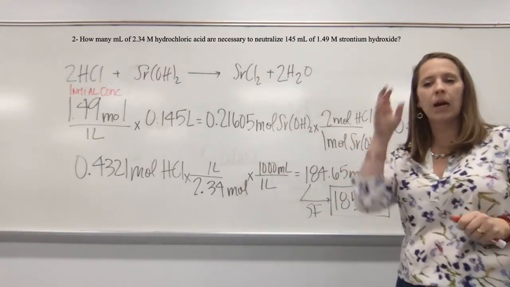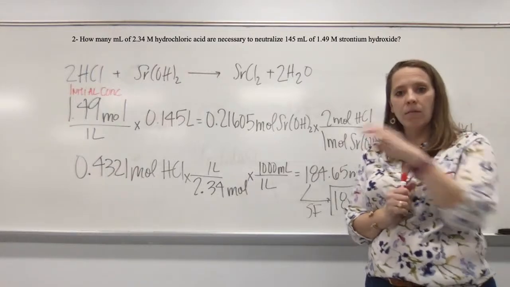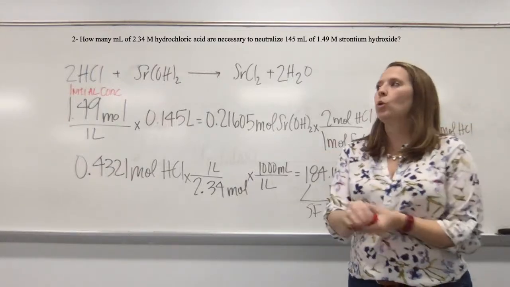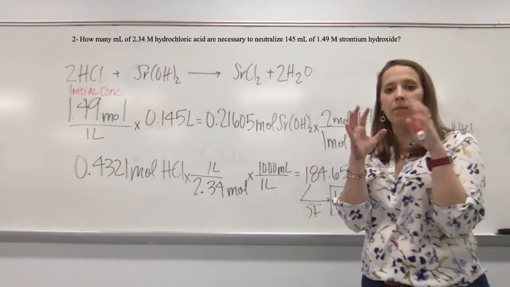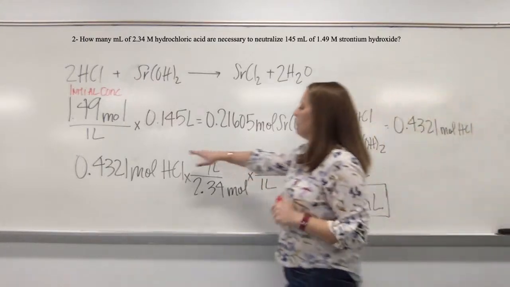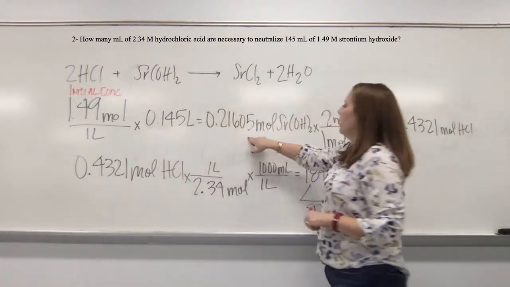So from here to here, it should look a little bit like the stuff that we did at the end of chapter 3, right? Where we started with grams and converted to moles. So instead of starting with grams, we started with a volume and a concentration. So here we have the number of moles.